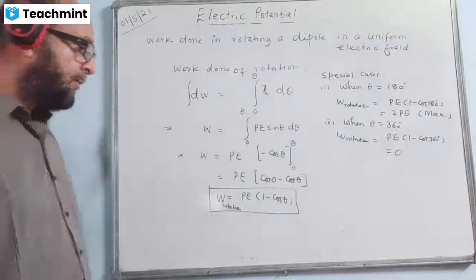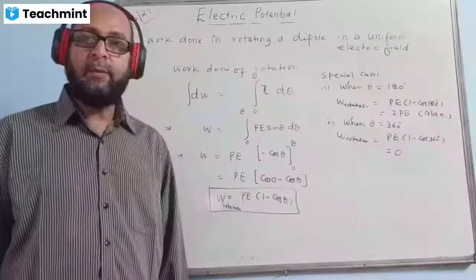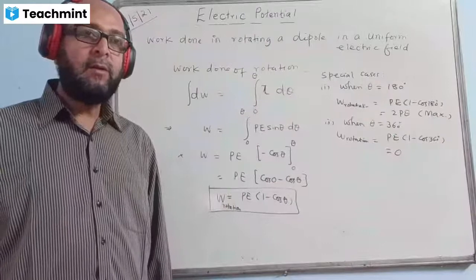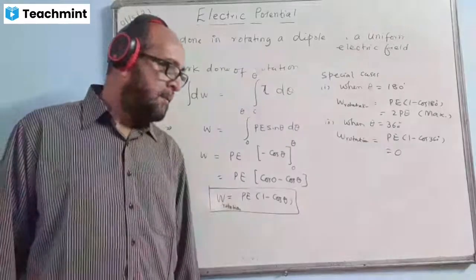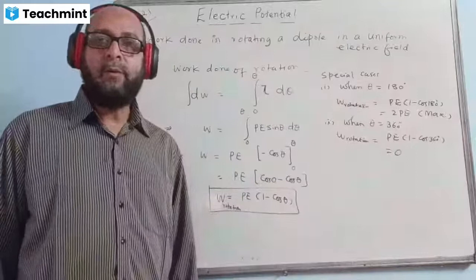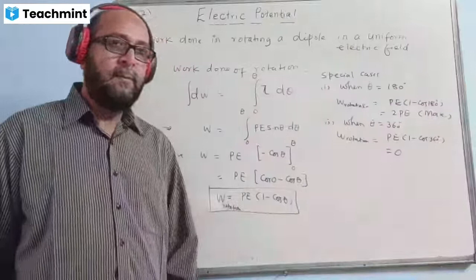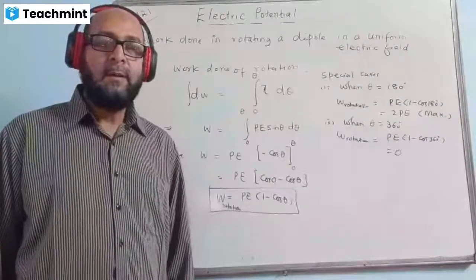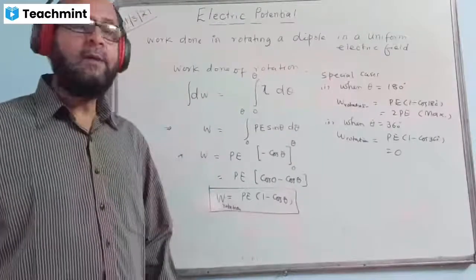Now you can give a heading below: Potential energy of a dipole. PE, or we can write potential energy of a dipole. Will you give it this heading? Have you given the heading? Okay, now write down.